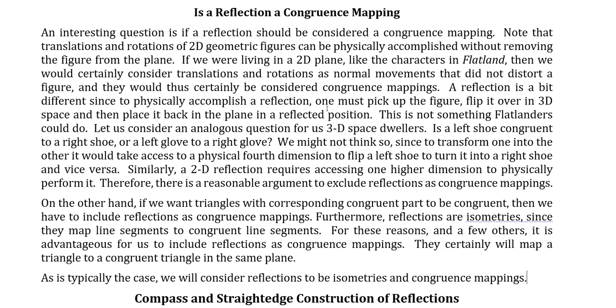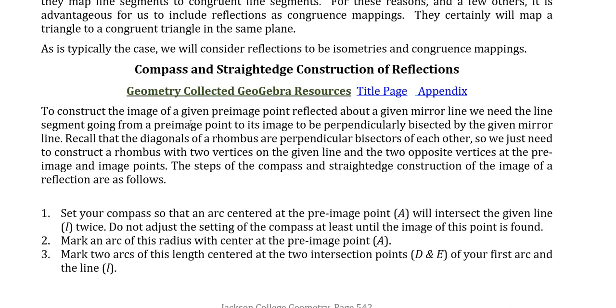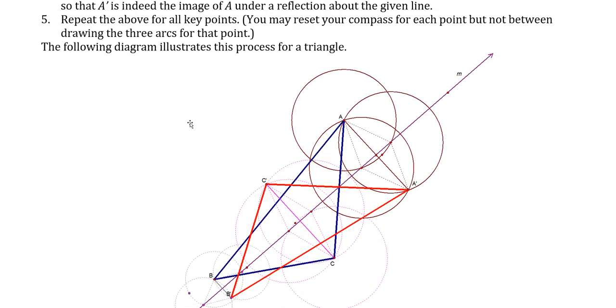Now, as is typically the case, we will consider reflections to be isometries and congruence mappings, like pretty much everybody does. But I did want to point out that there is something a little different going on with reflections than the other two in some sense. Next, we can talk about doing compass and straightedge constructions. The next video is going to go into that a little bit more.